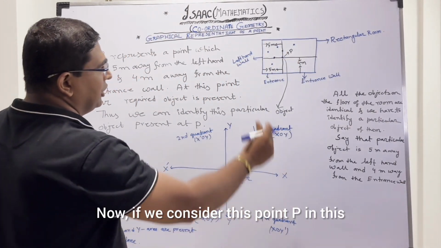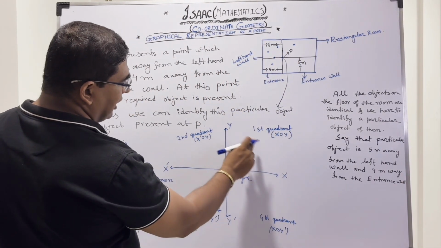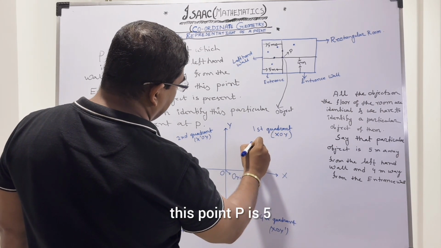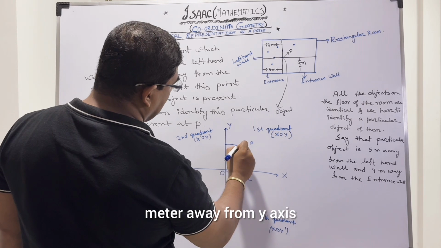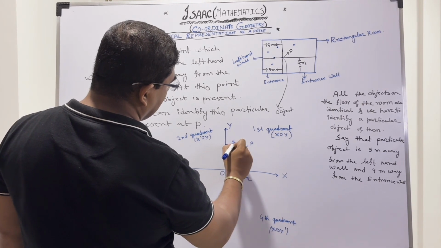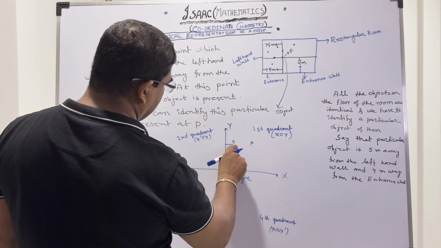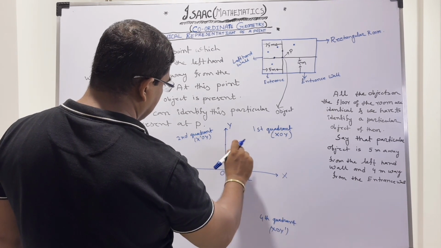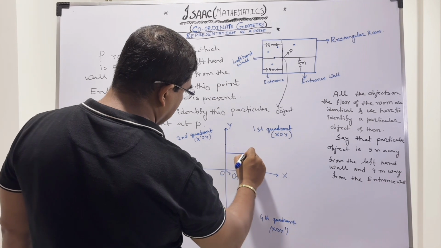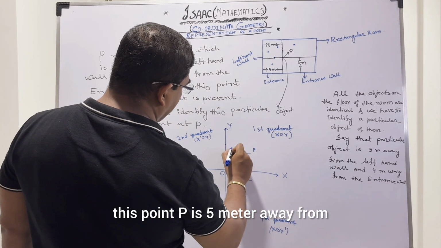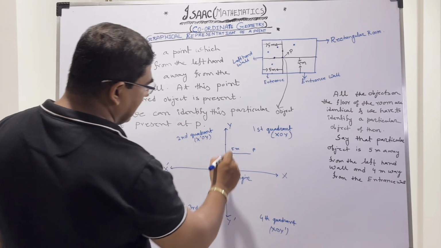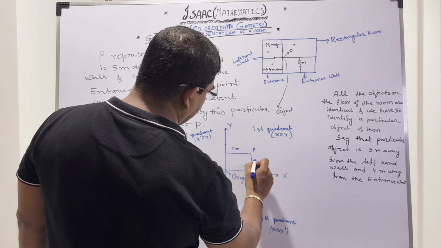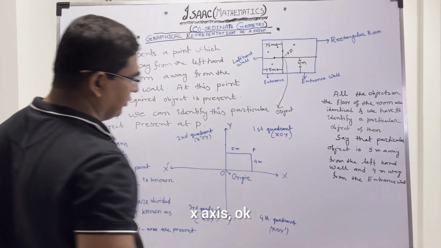Now, if we consider this point P in this first quadrant, then this point P is 5 meter away from y axis and 4 meter away from x axis. Okay.